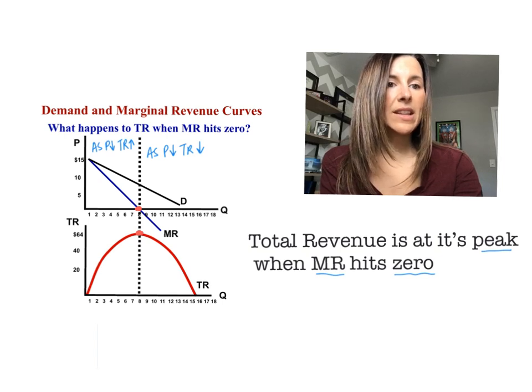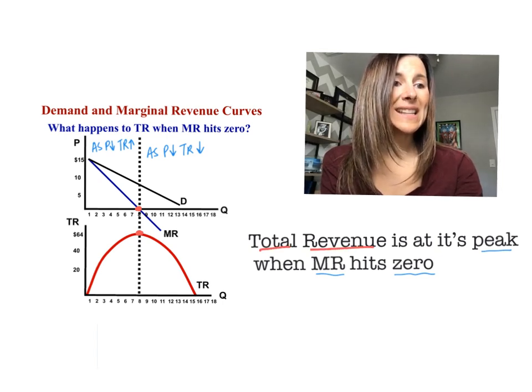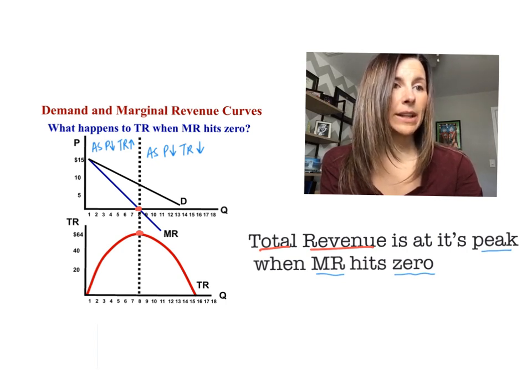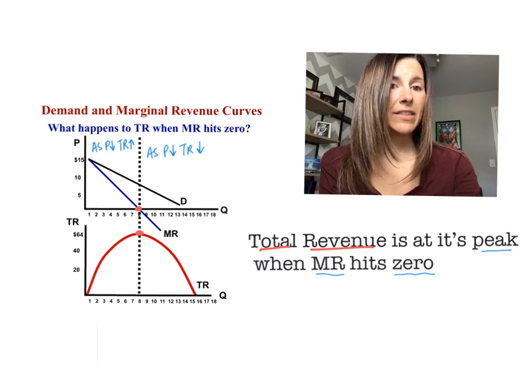We're going to see that our total revenue is at its peak when the marginal revenue curve hits 0. That's going to be really important for us to understand. From that point on, our marginal revenue is actually going to be negative, because our total revenue is going to be decreasing. So that's important.